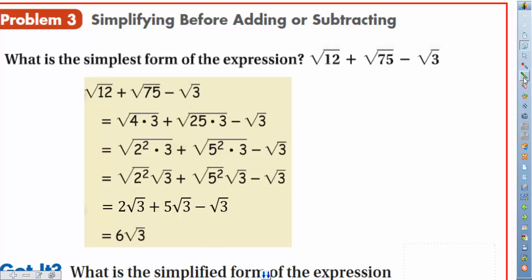In problem number 1, for example, when you look at the square root of 12 and the square root of 75, they can actually be simplified using other numbers that are perfect squares. Now look at the one number that cannot be simplified with perfect squares, and that's the square root of 3.